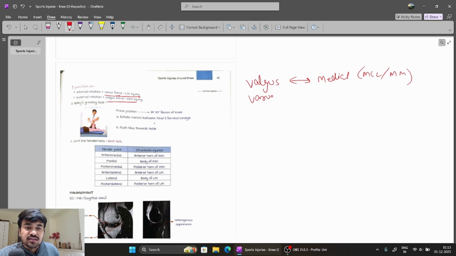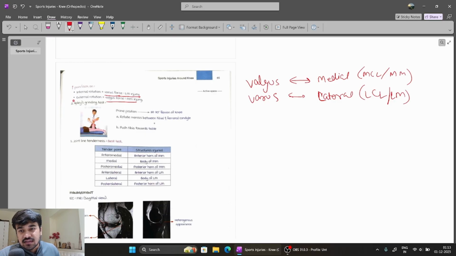Similarly, varus stress test, or varus force given with internal rotation in McMurray's test, is associated with the lateral side. It could be the LCL in case of varus stress test, or it could be the lateral meniscus in case of McMurray's test, varus force plus internal rotation, right?